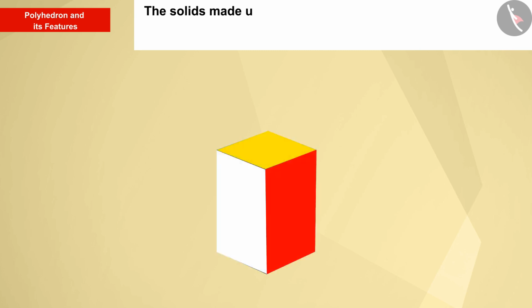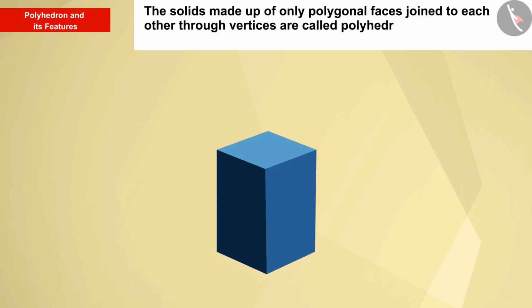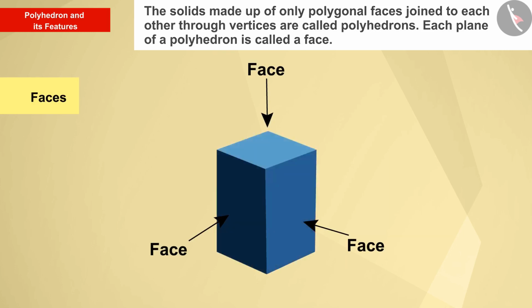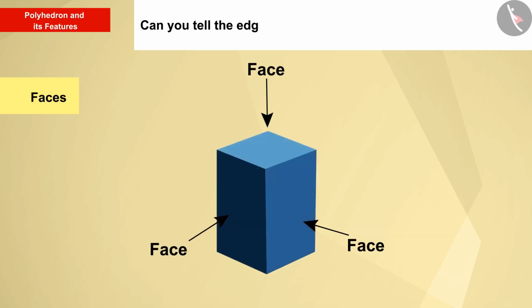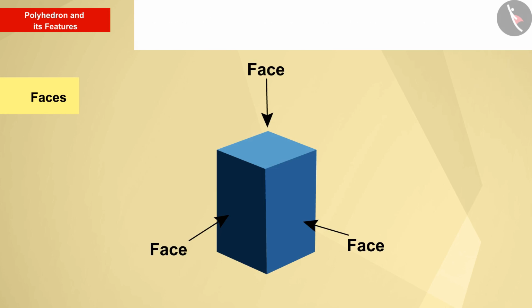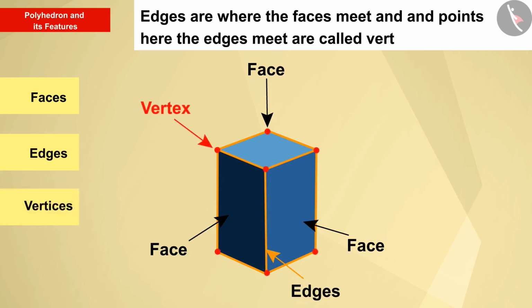The groups of polygons that are joined to each other at the edges are called polyhedron. Each plane of a polyhedron is called a face. Can you tell the edges and the vertices of this polyhedron? Perfect. The edges are where the faces meet, and the points where the edges meet are called vertices.